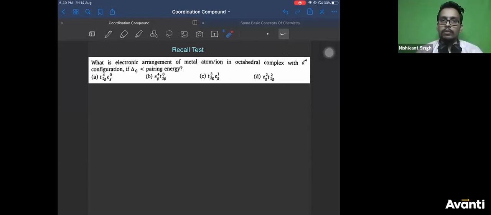How many electrons will go to T2G? How many will go to EG? You definitely do this correct. Yes, Naren, Pritesh, Avinash, right. No, Adesh, you are violating maximum multiplicity, Adesh.